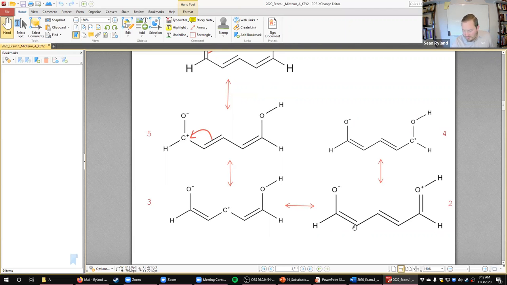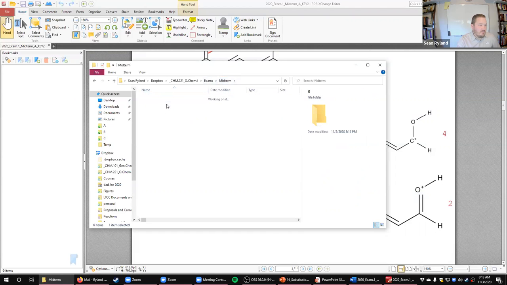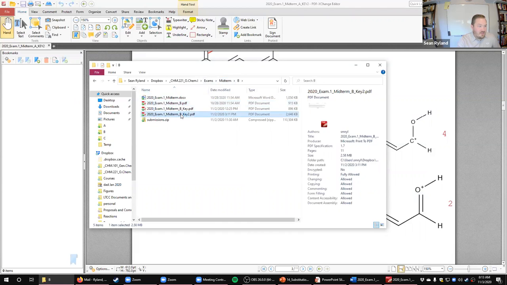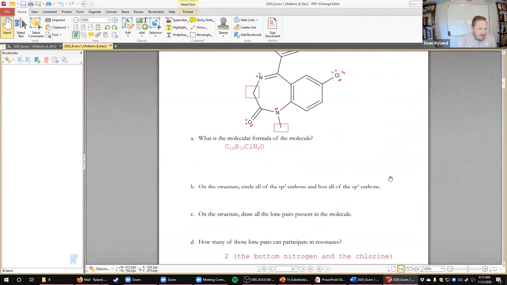Overall, I wasn't surprised that this was a tricky problem that you guys struggled with, because resonance structures are one of the trickiest concepts that we've gone over so far. And we'll keep practicing with that, especially when we get to next quarter. We'll keep bringing resonance back this quarter, but next quarter is when it really becomes important.